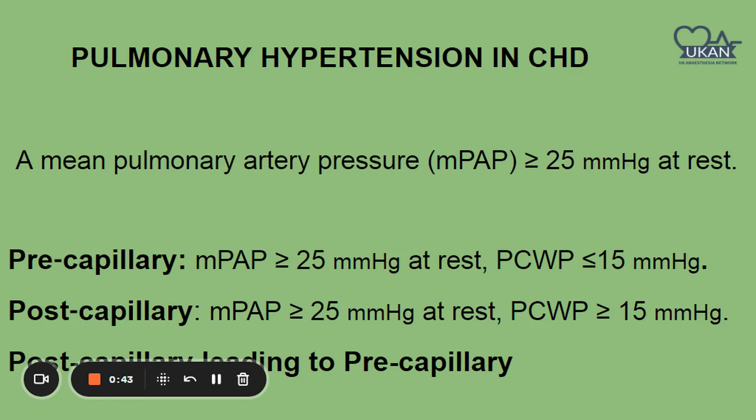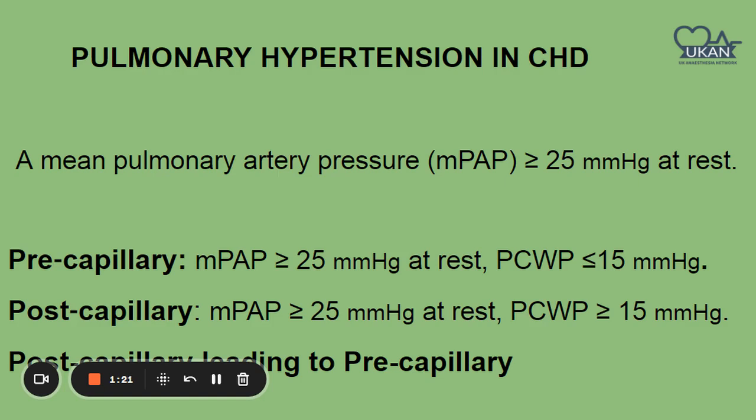Pulmonary hypertension, as a definition, is a mean pulmonary artery pressure of more than or equal to 25 millimeters of mercury at rest. It can be categorized or divided into pre-capillary, post-capillary, and both. By the capillary, we mean the capillary vascular bed in the pulmonary circulation. So pre-capillary means mean pulmonary artery pressure of more than or equal to 25 millimeters of mercury at rest, with measured pulmonary capillary wedge pressure of less than or equal to 15 millimeters of mercury.